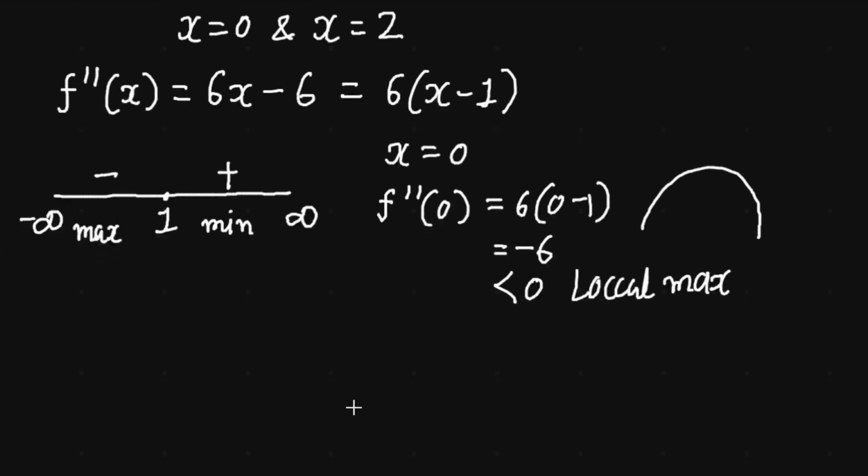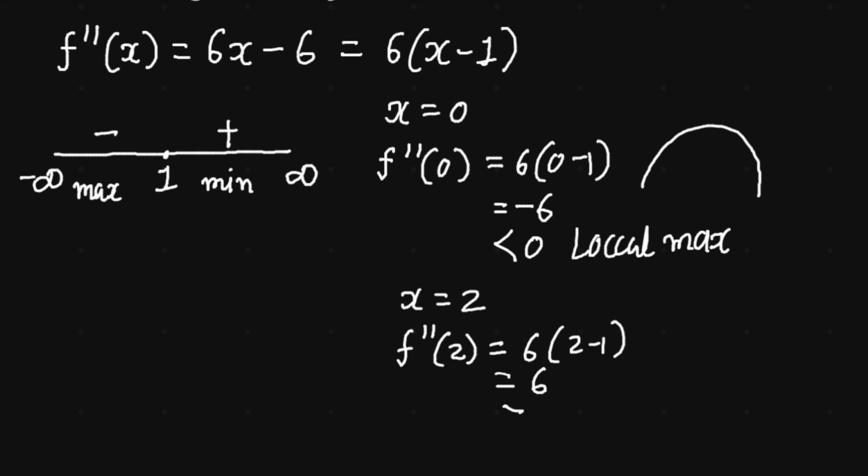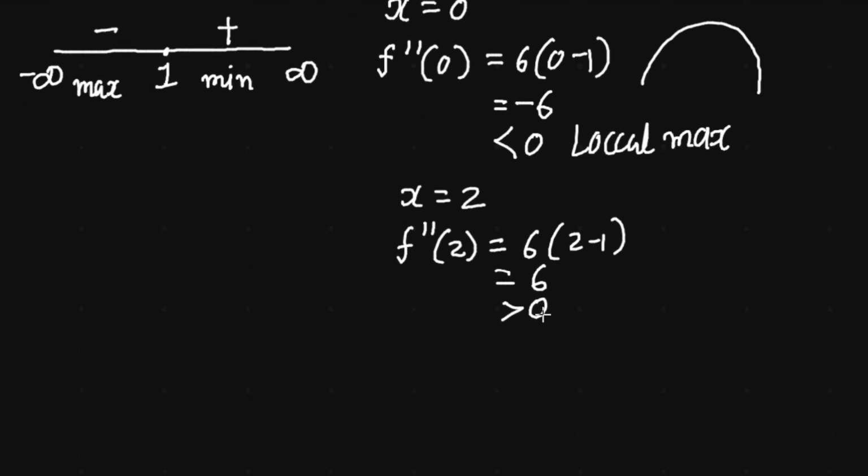Now let us check it for x equals 2. So let us take x equals 2. So our f double prime of 2 will be 6 times 2 minus 1, which is 6, and which is greater than 0. So our function will have a local minimum at this point and our function will be concave up.